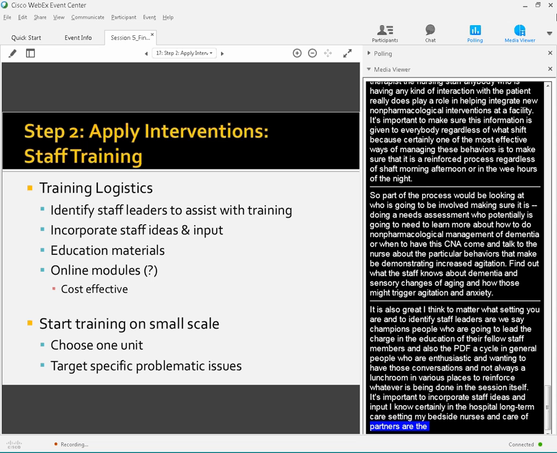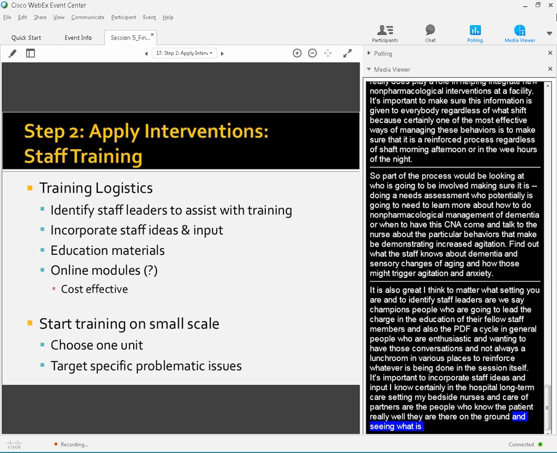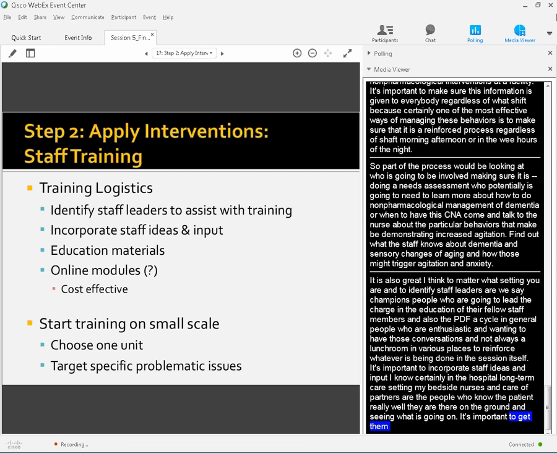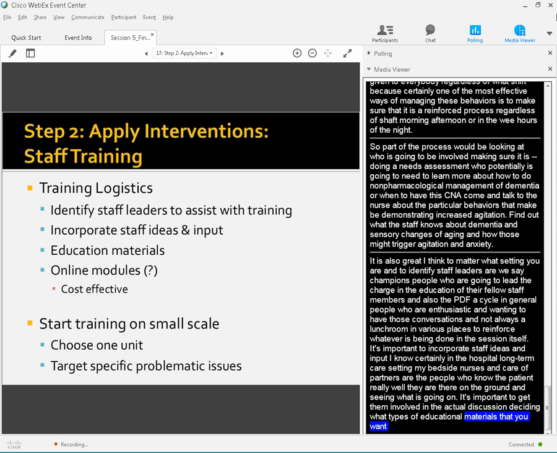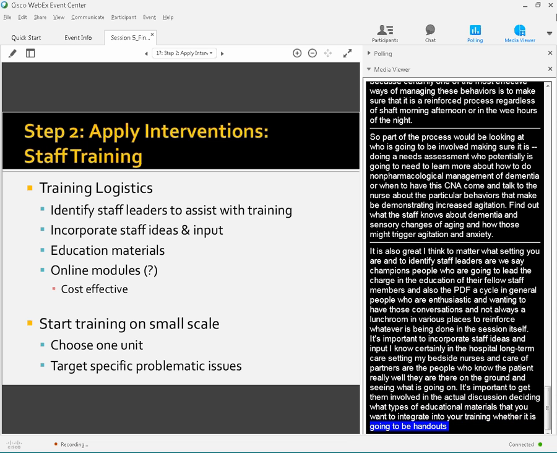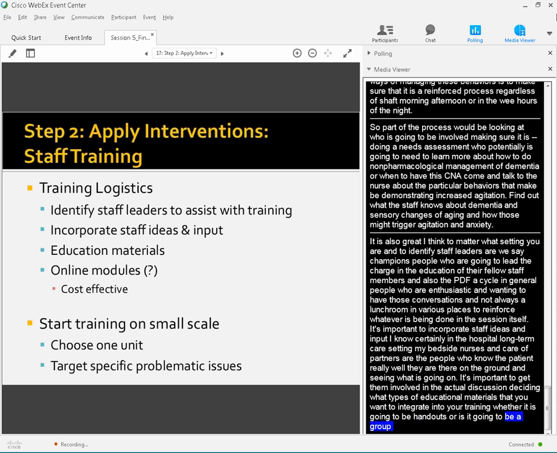Deciding what types of educational materials that you want to integrate into your training, whether it's going to be actual handouts, or is it going to be a group discussion, case study group discussion. And then there's always the option of doing online modules. It's certainly a cost-effective way of doing education, but certainly I think the in-person education tends to be a little bit more engaging regardless, and I say that as an educator.